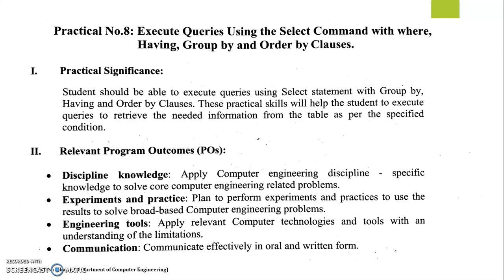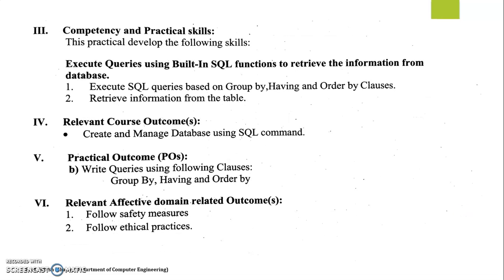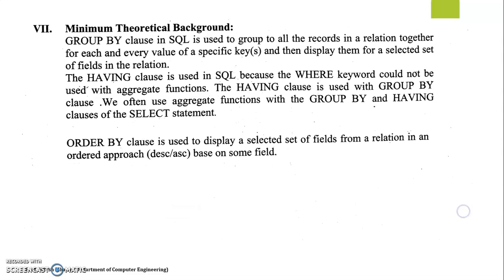Relevant program outcomes achieved are discipline knowledge, experiment and practice, engineering tools and communication. Competency and practical skills: this practical helps in developing the following skills such as executing the SQL queries based on group by, having and order by clauses, and retrieving the information from the table. Relevant course outcomes are create and manage database using the SQL commands. Practical outcomes achieved: writing the queries using the clauses. And relevant affective domain related outcomes are follow safety measures and follow ethical practices.